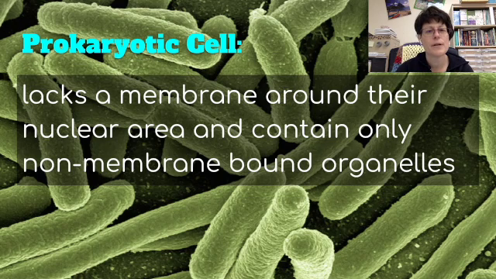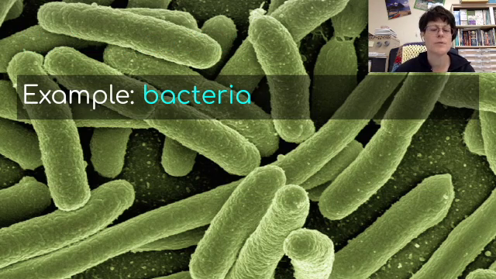There are also prokaryotic cells. These lack a membrane around their nuclear area and contain only non-membrane bound organelles. They tend to be a little simpler than eukaryotic cells. And an example of these types of cells are bacteria.